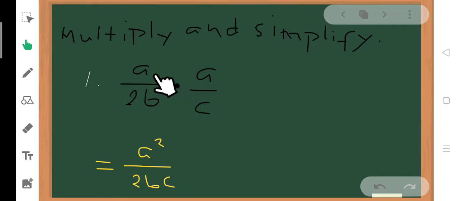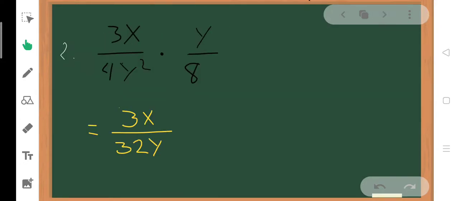So we have a times a, that is a squared. Then 2b times c, that is 2bc. Since there is no common factor in the numerator and denominator, this is already in simplified form. Another one, we have 3x over 4y squared times y over 8.